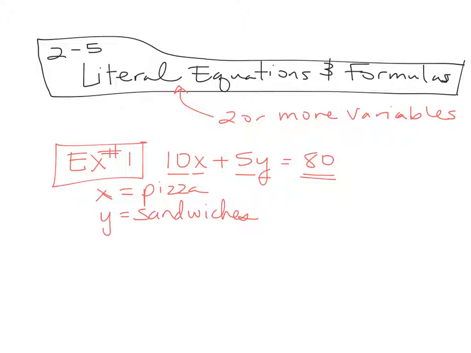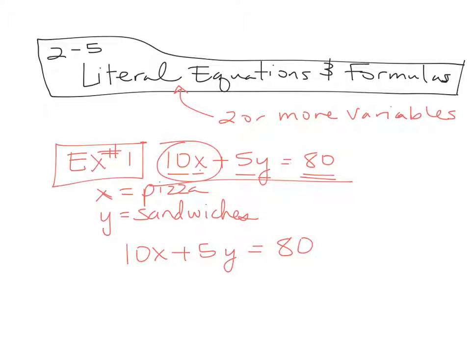Well, rather than plug in 3 for x and 6 for x right here, right now, you'd have to do a lot of solving twice, right? Whereas if we just solve it for our y, then we're plugging in something for x each time where we don't have to solve, we just have to simplify. We just have to reduce. So if this is my starting point, 10x plus 5y equals 80, I'm going to solve for y. I'm going to solve for sandwiches to make life easier.